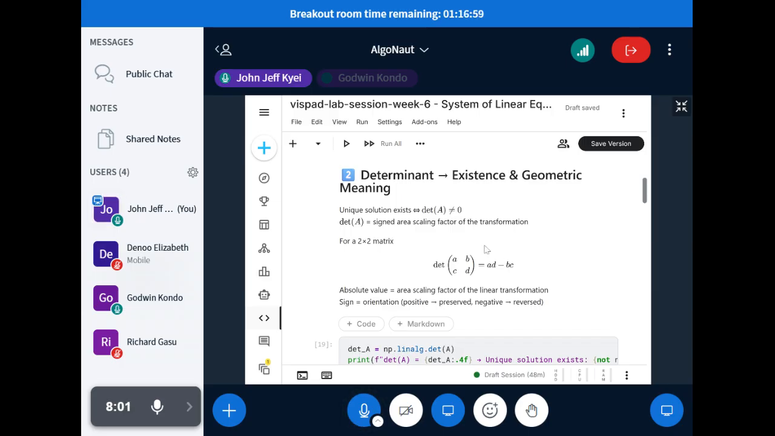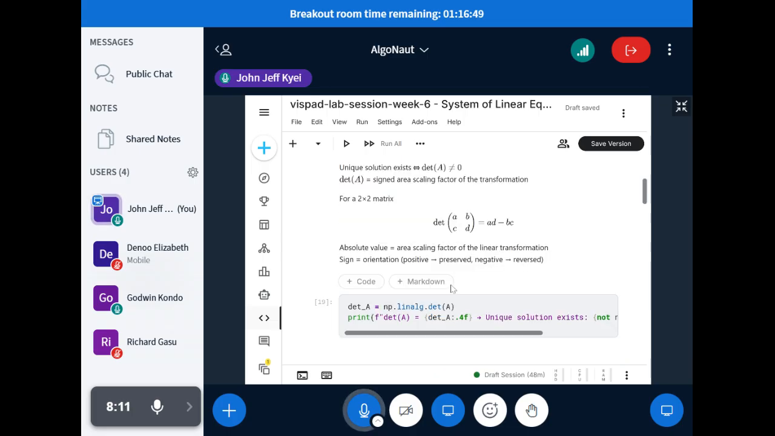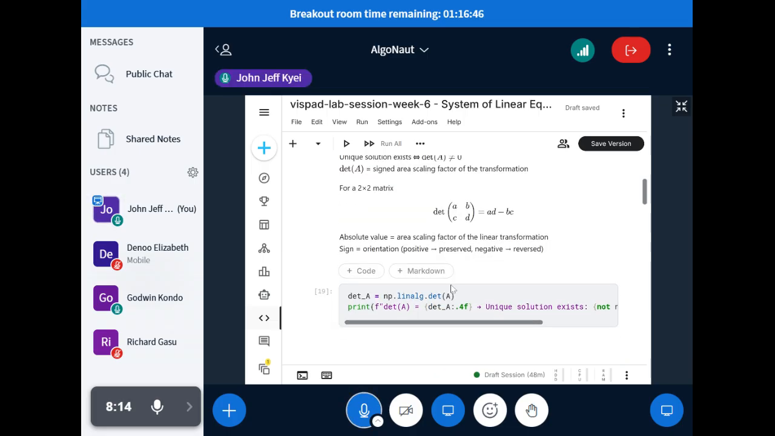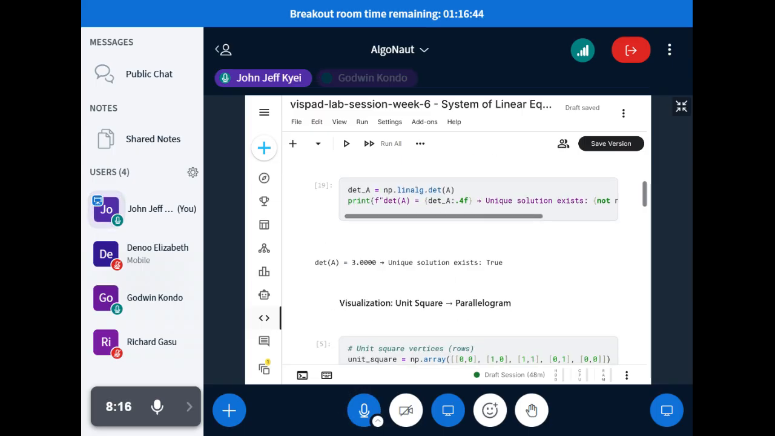And if it's non-zero, it means that the system has exactly one solution. And this is how to calculate the determinants. If you are doing it numerically, we have your matrix A, B, C, D. Taking the determinant is just A times D minus B times C, right? So for a 2 by 2 matrix, that's how it is done. And with NumPy, all you need to do is call the det function under the linear algebra library in NumPy. You pass in the matrix you want to find the determinant of, and it does the calculation for you.